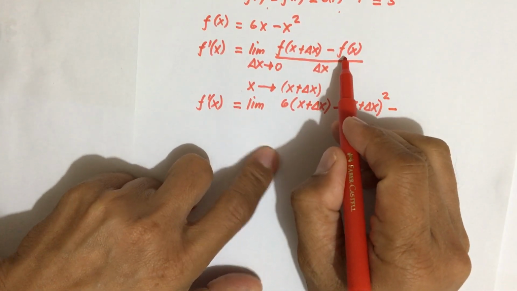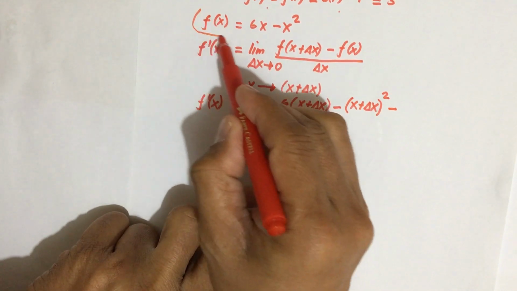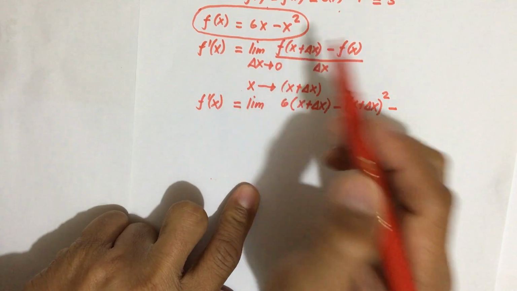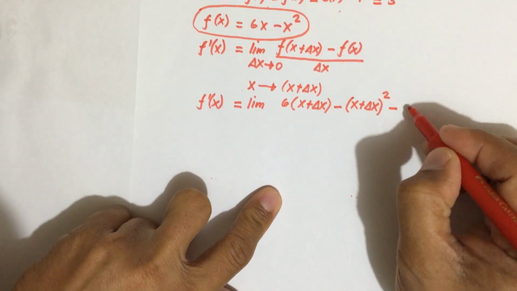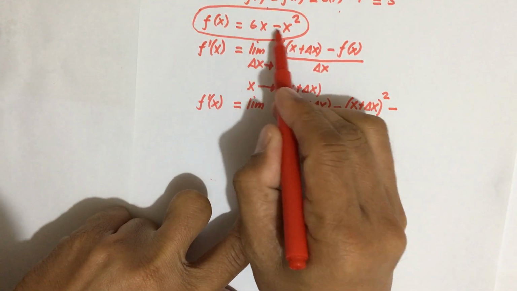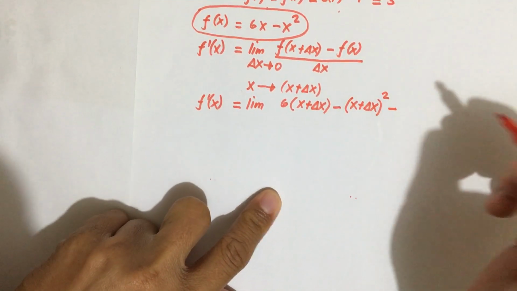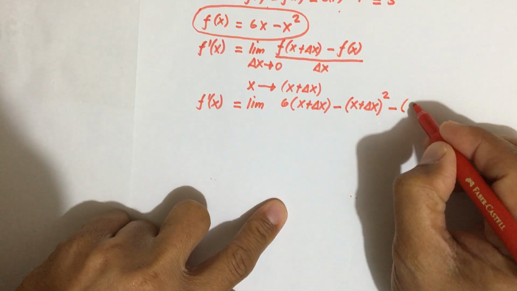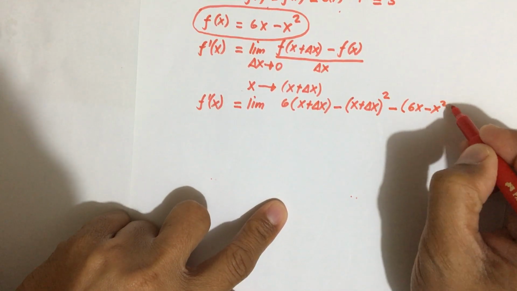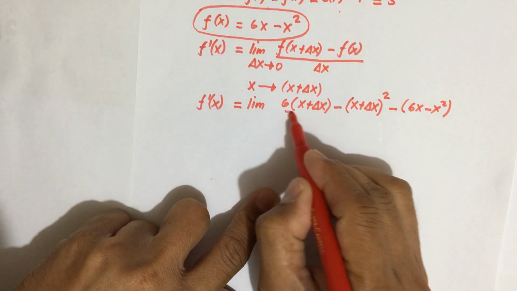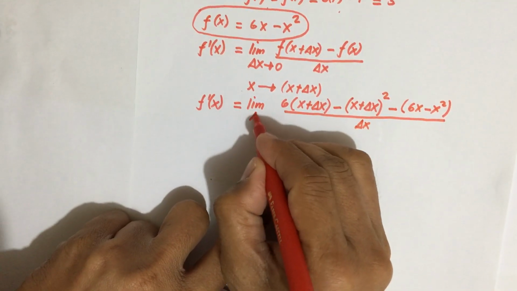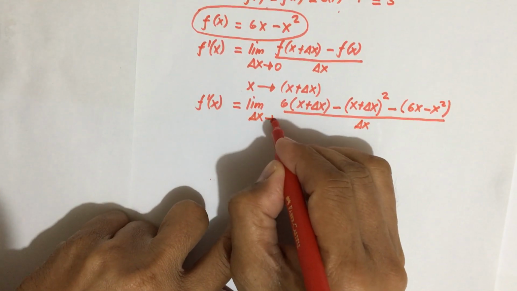So what is our f of x? Our f of x is 6x minus x squared. Since we have two terms here for our f of x, we have to enclose this with a parenthesis. So minus, we have 6x minus x squared, divided by delta x, as delta x approaches 0.